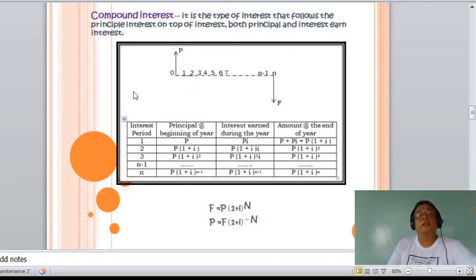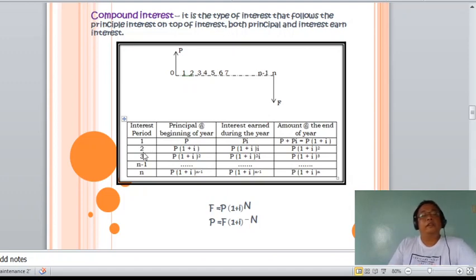Okay? So, the amount, of course, at the end of the first year is equivalent to the principal amount plus the interest earned at the end of the first year. So, that is why P plus PI can also be written as P, factoring out P, multiplied by 1 plus I. Okay. Next.